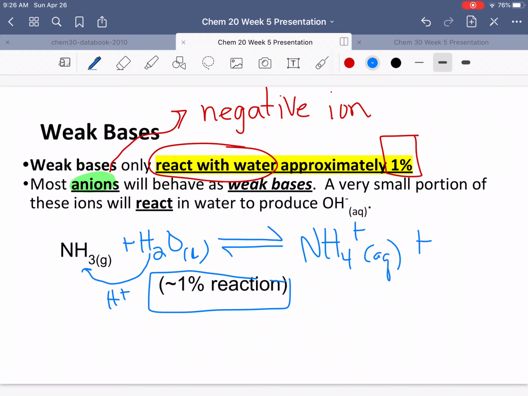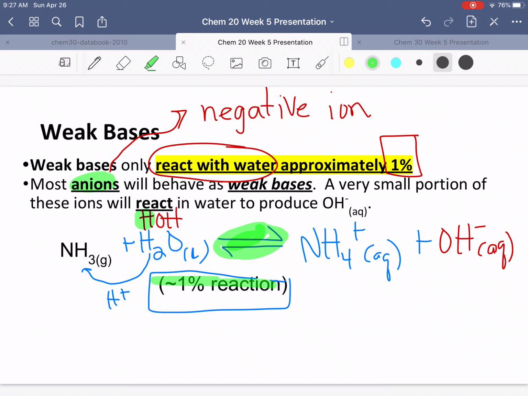And remember how I drew this before, HOH, it kind of helps to think of it that way. Because this hydrogen is going to leave the water, we then have hydroxide, OH negative, aqueous. Again, super important. Weak base, two-way arrow, because it didn't react 100%. So weak acids and weak bases get two-way arrows. Strong acids and strong bases get the one-way arrow.